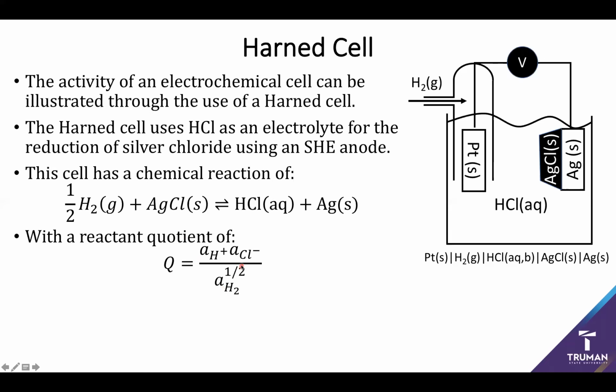Now, here I have to account for one important feature, which is that HCl is actually a strong electrolyte. So in truth, it's going to fall apart into protons and chloride ions. And our only major reactant that's going to show up in a reaction quotient is going to be hydrogen gas, again, raised to the half power because of our 1/2 coefficient.